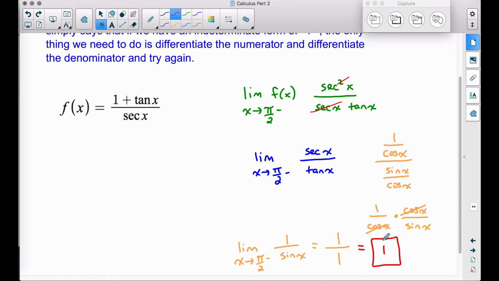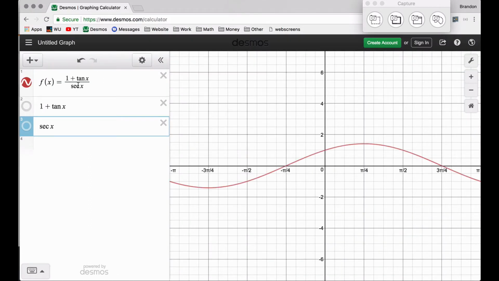Now let's verify this in Desmos. So here is that f of x function, and if we look, as x approaches pi over 2 from the left-hand side, notice what y value we're getting close to. We are getting close to a y value of 1. As you can see right there, we're really close to the x value of pi over 2, and that limit is getting really close to 1. That y value is getting close to 1.